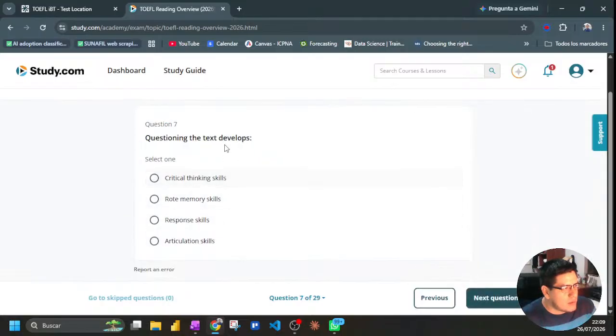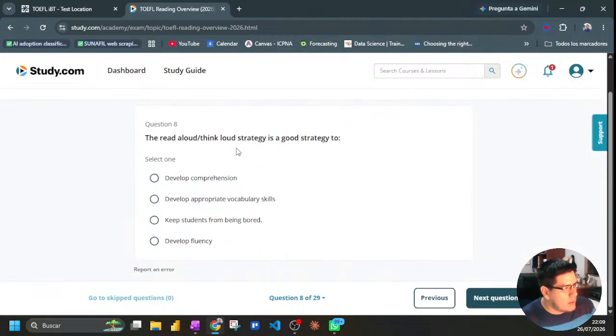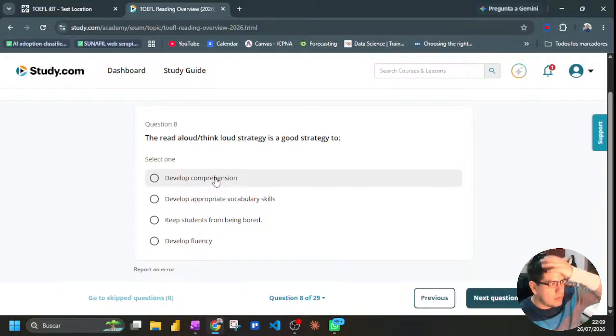Questioning the text develops critical thinking skills. The read aloud, think aloud strategy is a good strategy too.